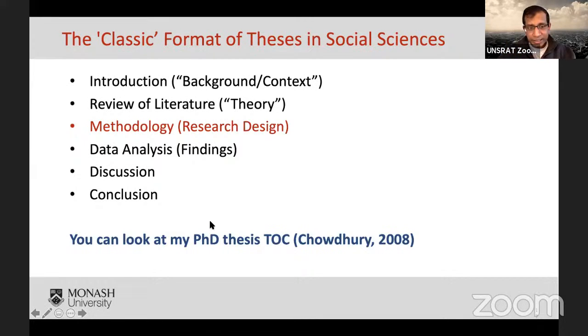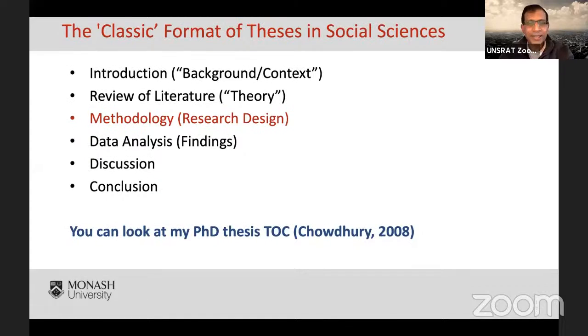Once again, I will send the table of contents of my PhD thesis to Donald and Maya, and you can have a look at it. And by the way, Dr. Maya Waro, my PhD student at Monash University, has written a brilliant thesis. And I also encourage you to look at Maya Waro's PhD thesis. It's a very good thesis.